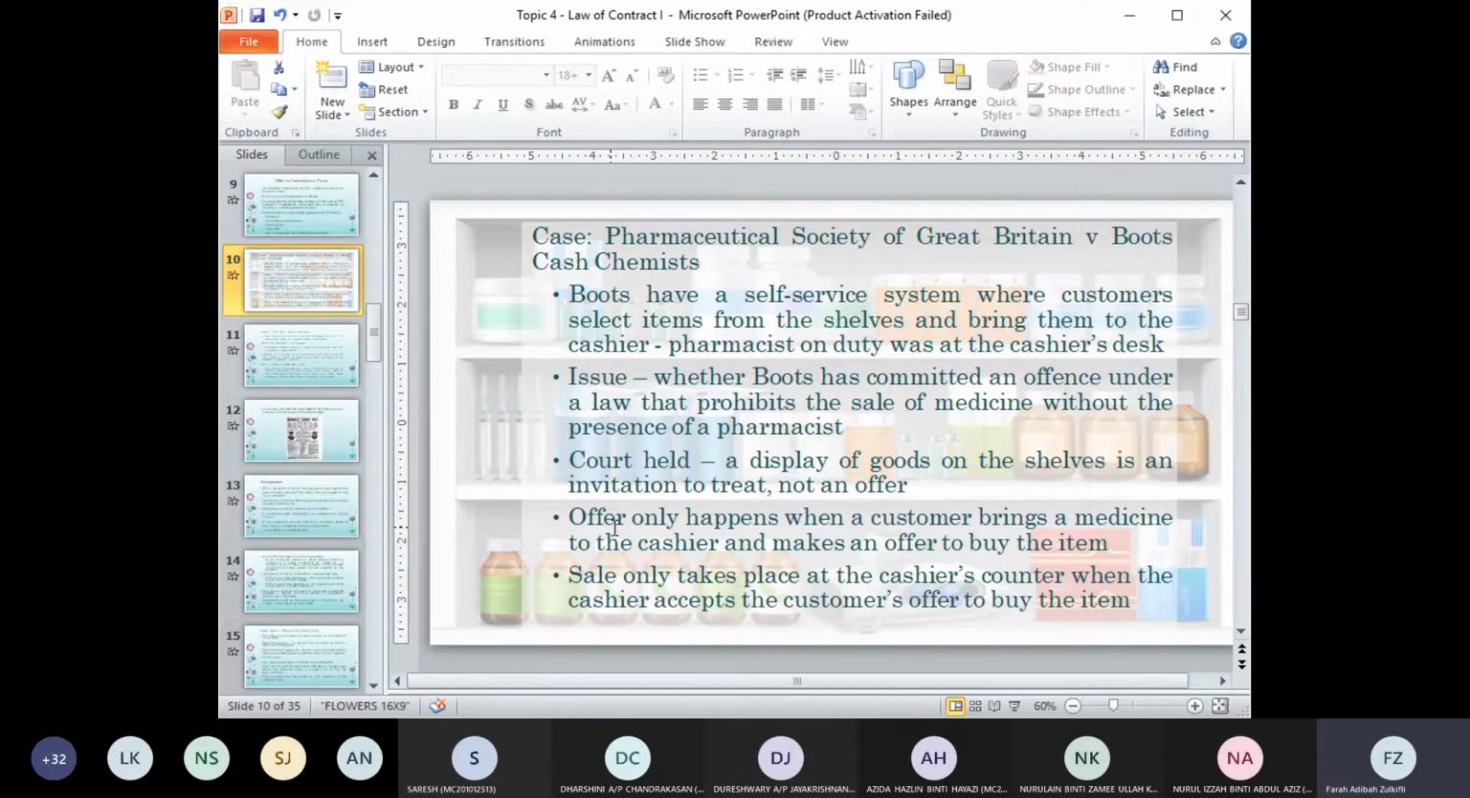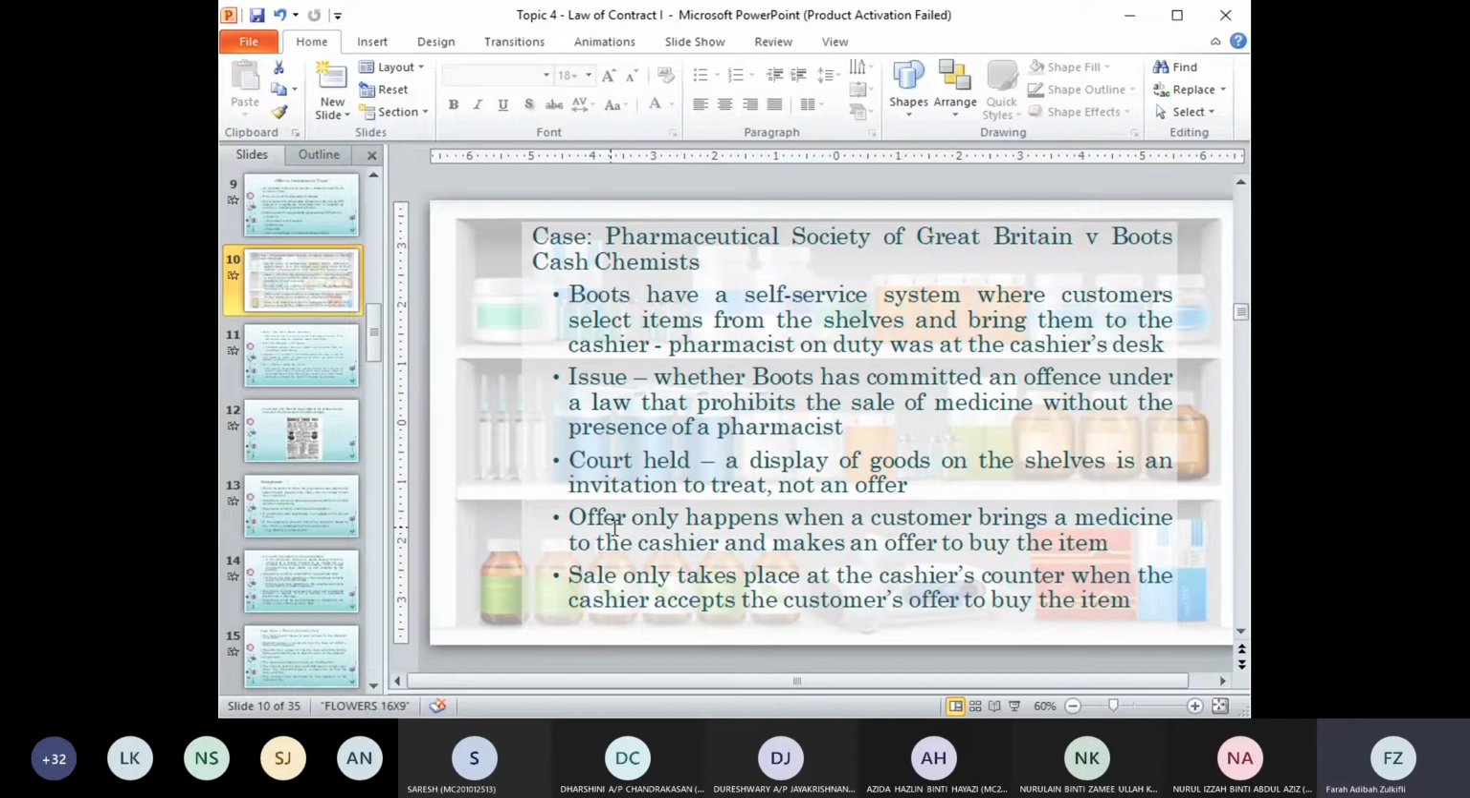Under the law in this country, you cannot sell medicine without the presence of a pharmacist. So if you want to sell any medicine, you have to have a pharmacist there. A pharmacist must be present before a medicine can be sold. So the issue here is whether Boots committed an offence under a law that prohibits the sale of medicine without the presence of a pharmacist.